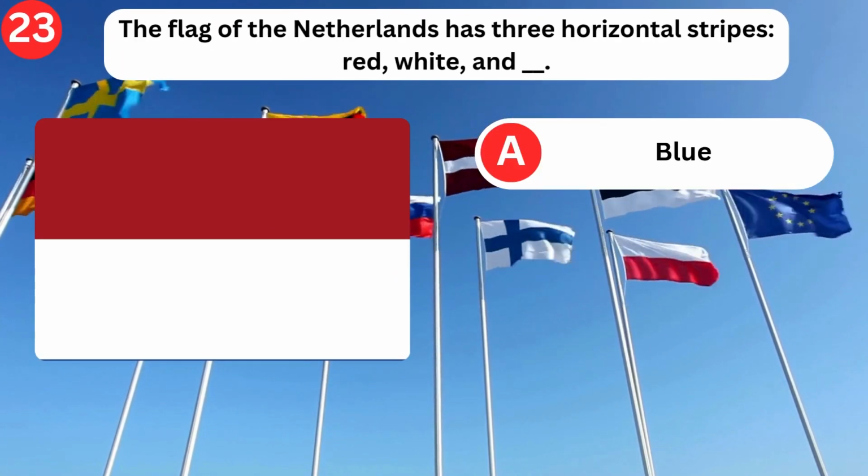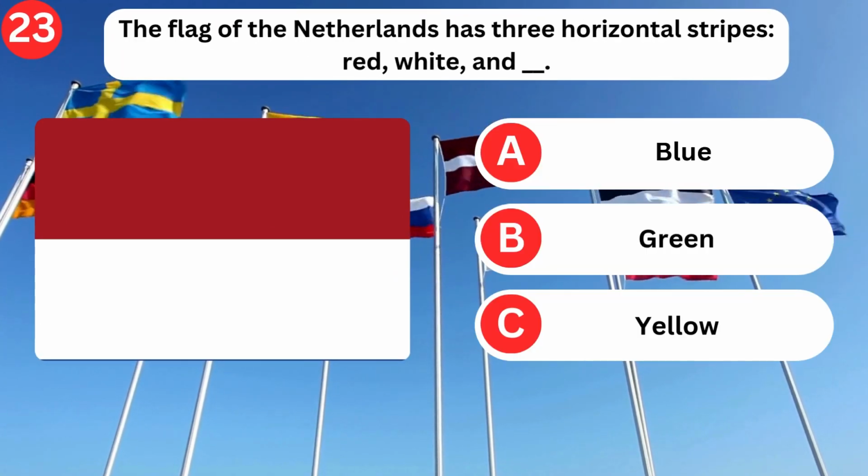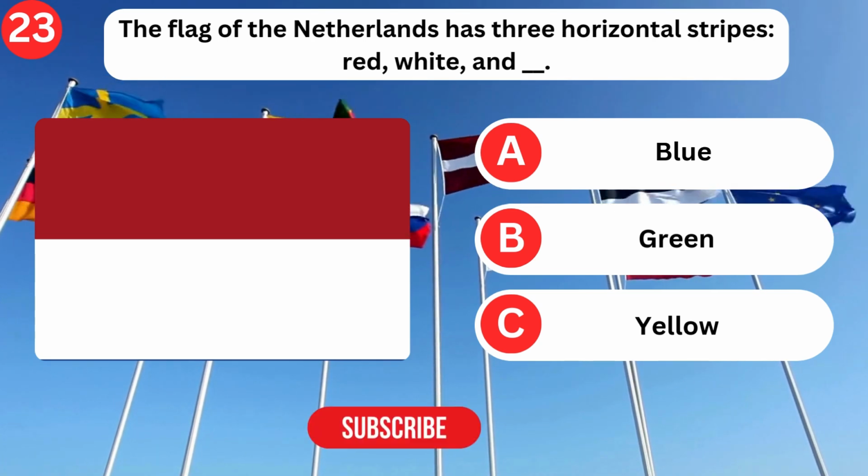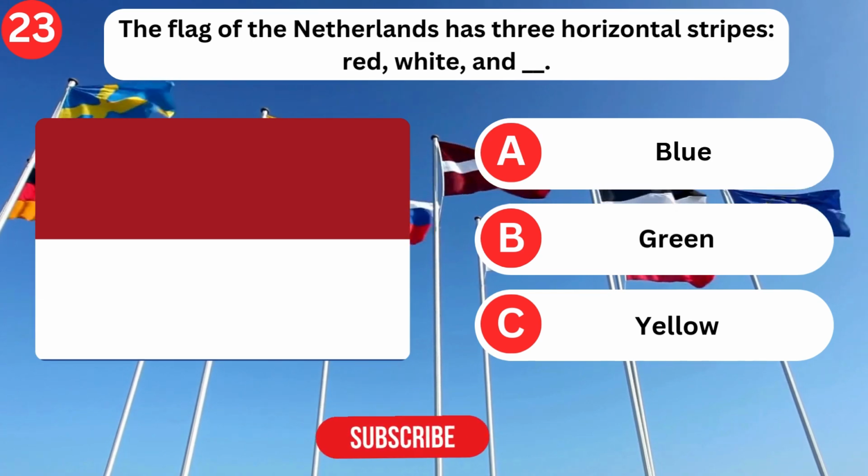The flag of the Netherlands has three horizontal stripes: red, white, and blue, green, yellow. Blue.